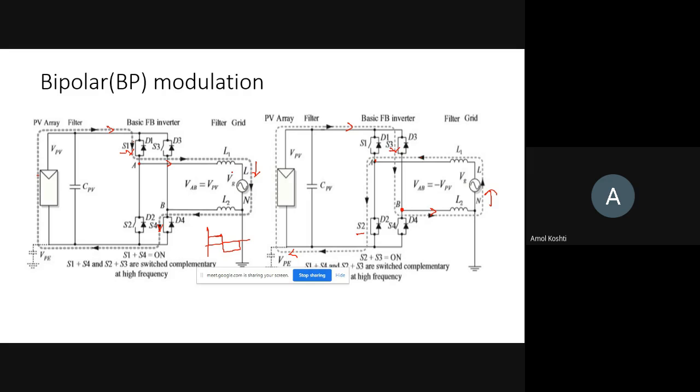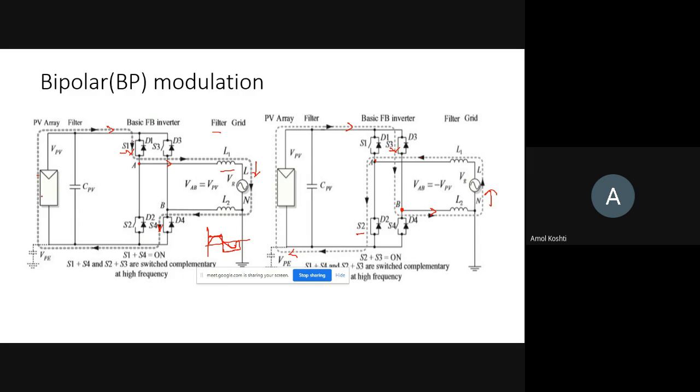As there is a filter L connected, the output can be produced more or less like a sine wave. Otherwise the output would be rectangular. In this way, this is called bipolar modulation. Here the output is direct, like a simple single phase full bridge inverter type of output.